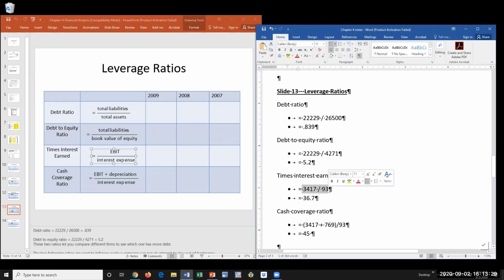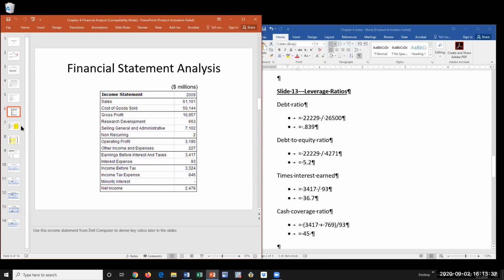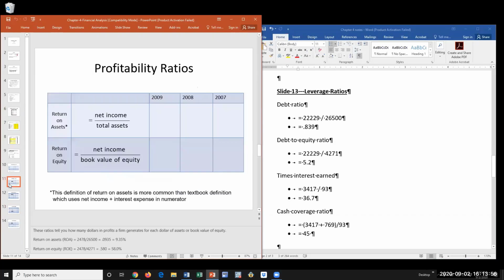EBIT we get from the income statement, and interest expense we also get from the income statement. You'll see right up here, here's the income statement, here's the EBIT right here, and then here's the interest expense. And you can see it's a lot bigger than the interest expense. So that means this company seems to be making plenty of money to help pay their loan payments.